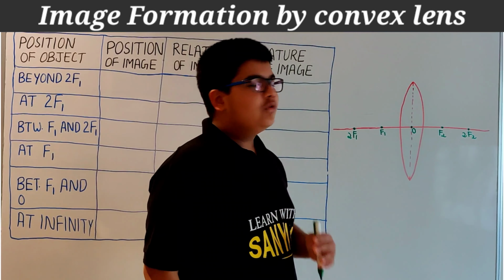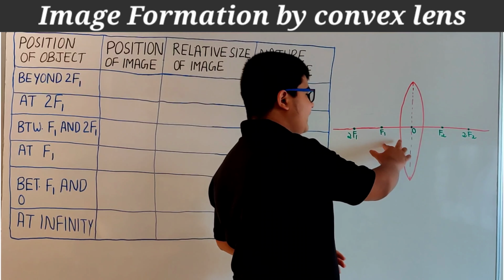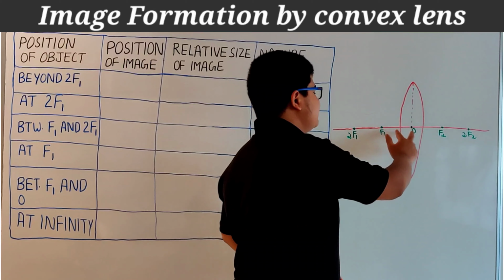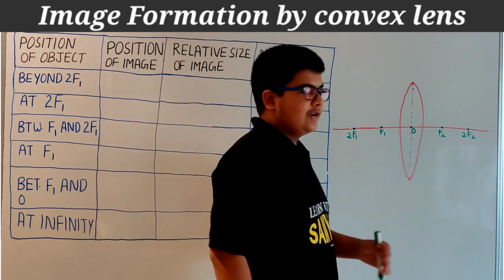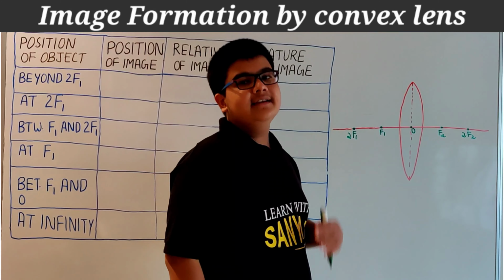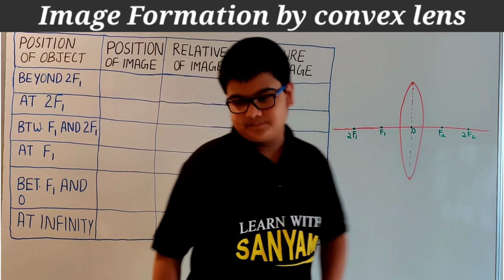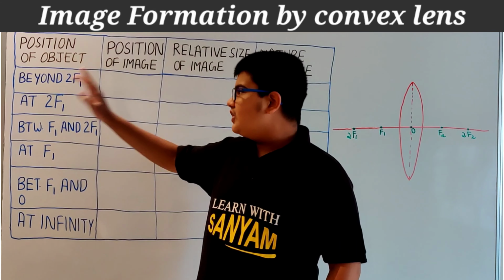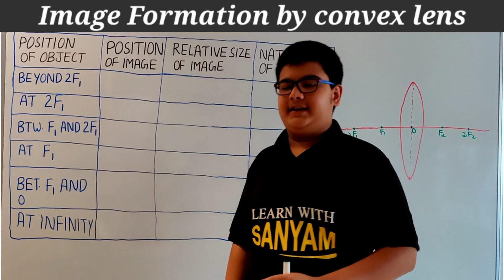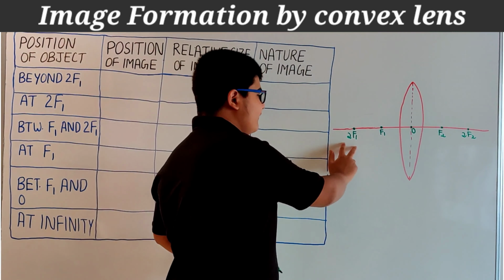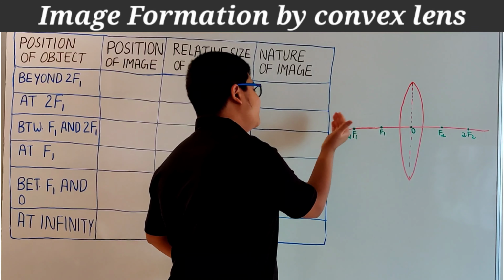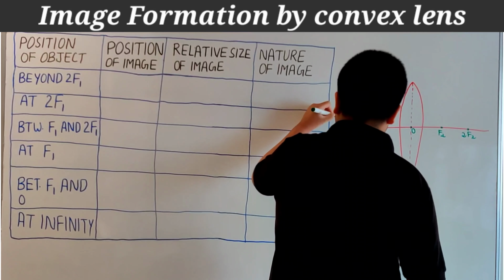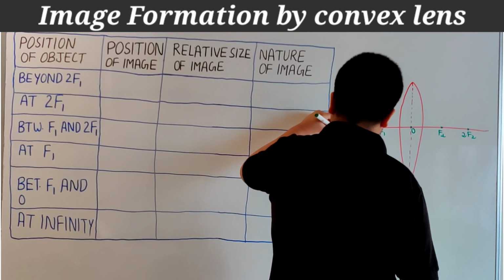Now one important thing to ensure is that the distance between F1 and O should be the same as the distance between 2F1 and F1. So this distance and this distance need to be equal. This is because the focal length is equal to half of the radius of curvature. And now first let's take the first case in which the position of the object is given beyond 2F1. So here is our 2F1 point and the position of the object is beyond this point. Let's take the point to be at this position. Here we have the object AB.